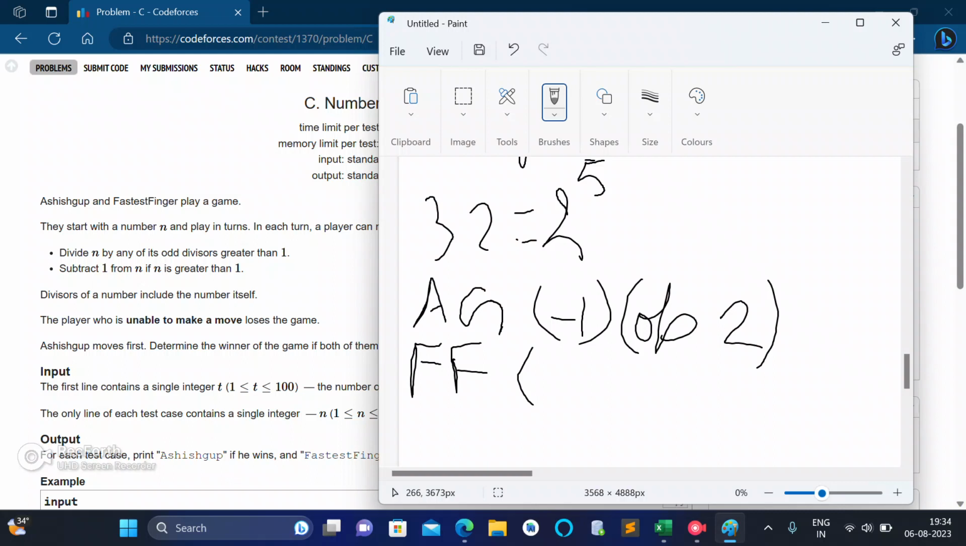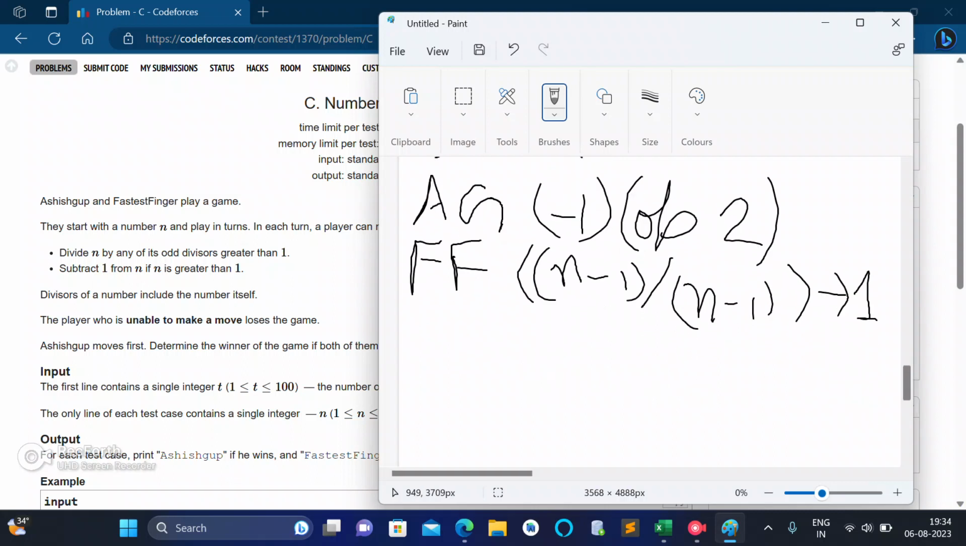So what fastest finger will do is, after applying operation 2, n becomes n minus 1, because operation 2 says he has to subtract 1. Then fastest finger comes and says n, which now changed to n minus 1 after applying operation 2, is now an odd number. So he will divide the number by n minus 1, because of which the number becomes 1.